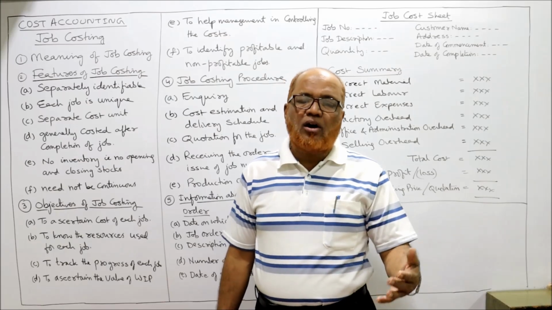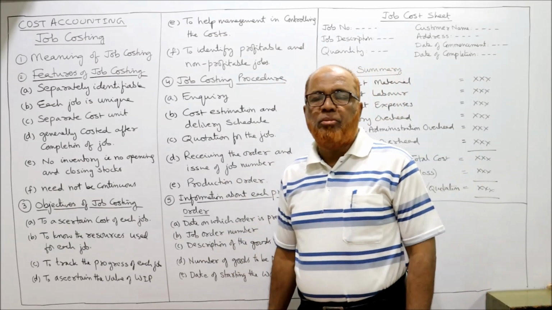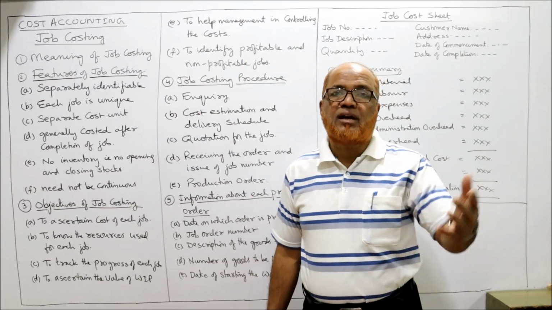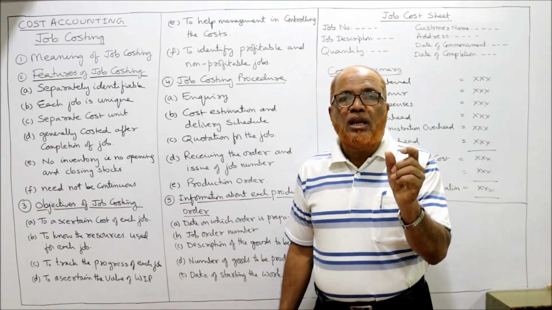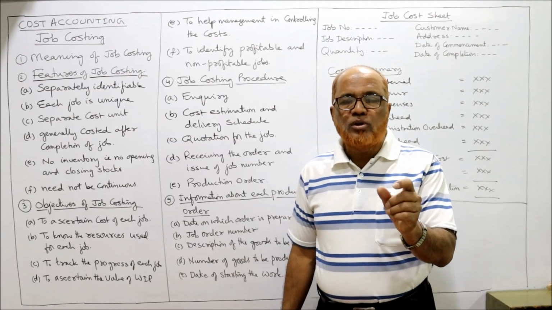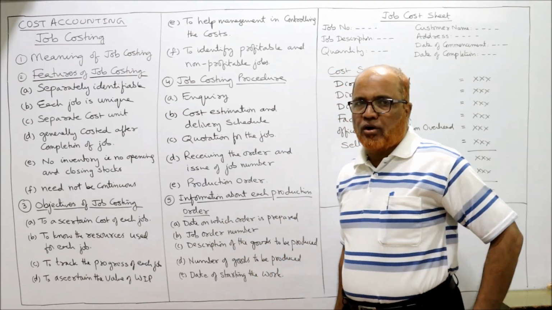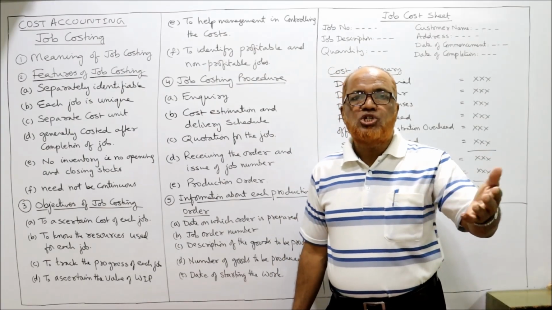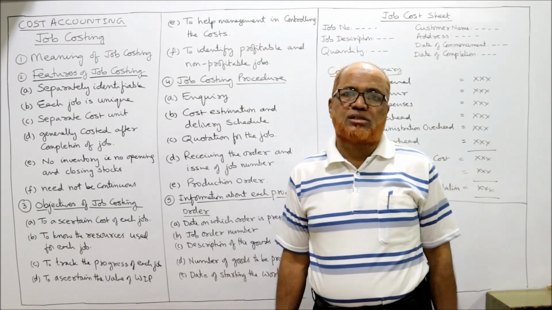Then after getting the order, he has to issue a job number, because the producer has so many jobs on hand for different customers. So every job must have a unique number. So here the producer has to give a number to this job. Then last one, production order. Once the job number is given, then it will be issued to the different departments for issuing the resources.